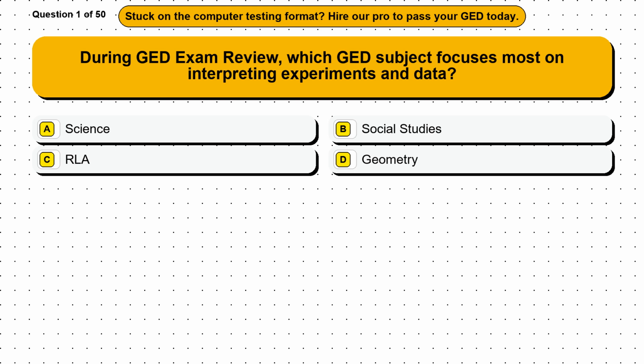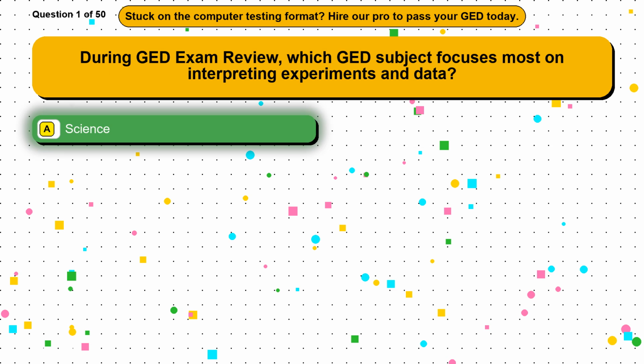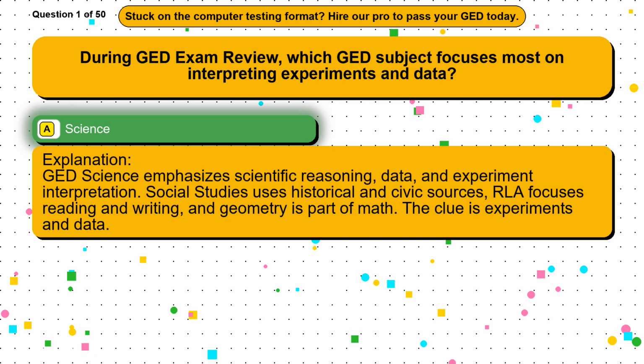Question 1. During GED Exam Review, which GED subject focuses most on interpreting experiments and data? Option A, Science. Option B, Social Studies. Option C, RLA. Option D, Geometry. The correct answer is option A. Science. GED Science emphasizes scientific reasoning, data, and experiment interpretation. Social Studies uses historical and civic sources, RLA focuses reading and writing, and Geometry is part of math. The clue is experiments and data.